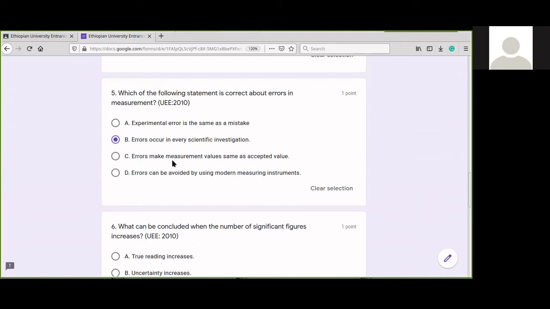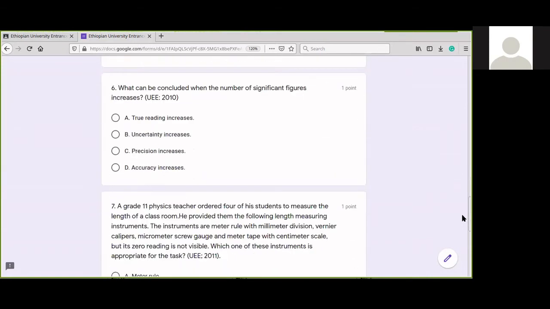Option C is errors make measurement value the same as accepted value. No. Errors can be avoided by using modern measuring instrument. No. So we can minimize the systematic error by using modern measurement instrument, but we cannot avoid the error. So option B is the correct answer. Excellent. Let's see question number 6.